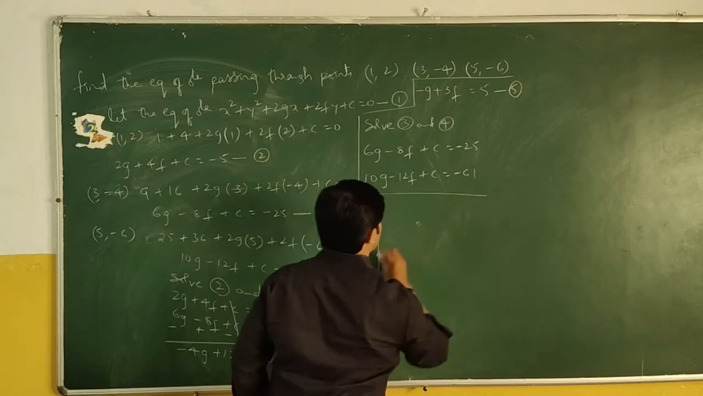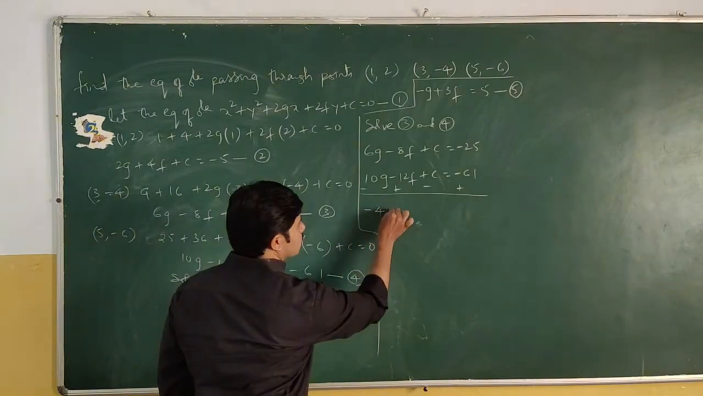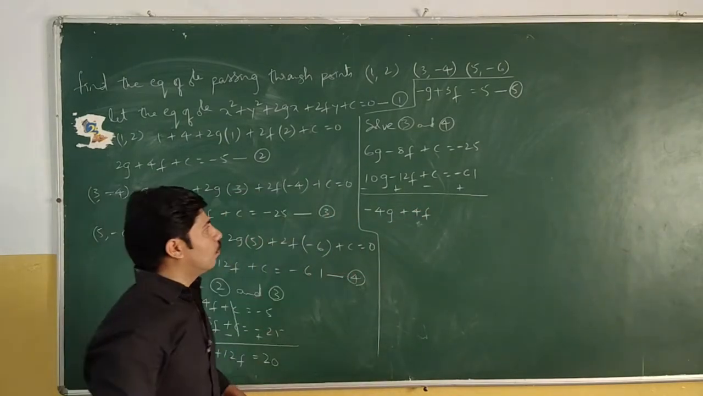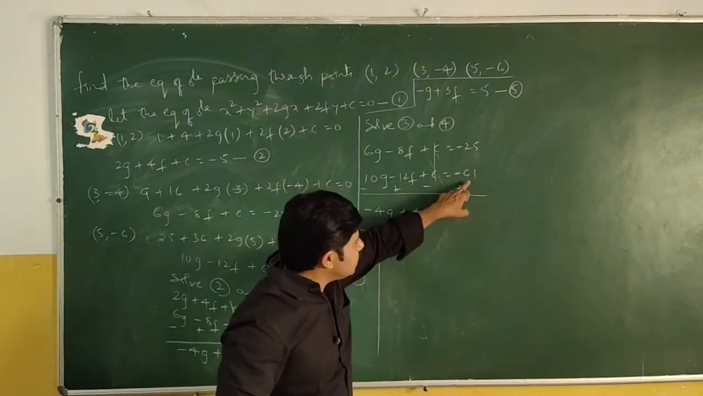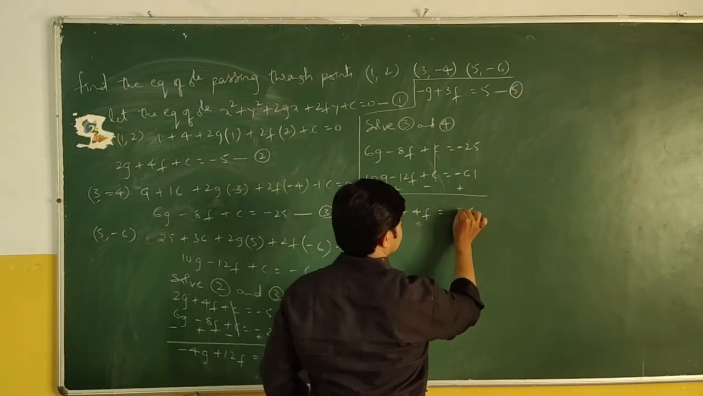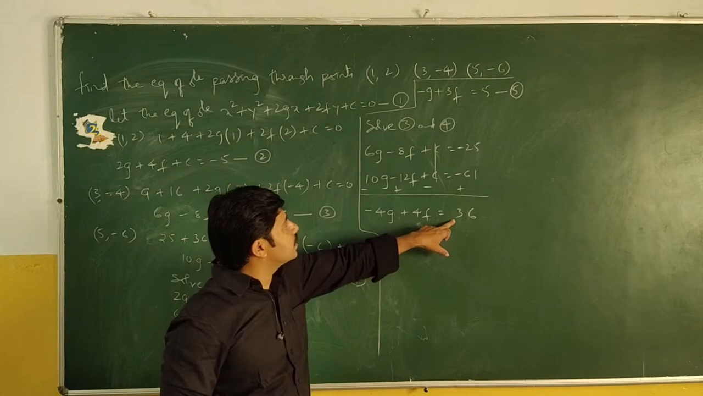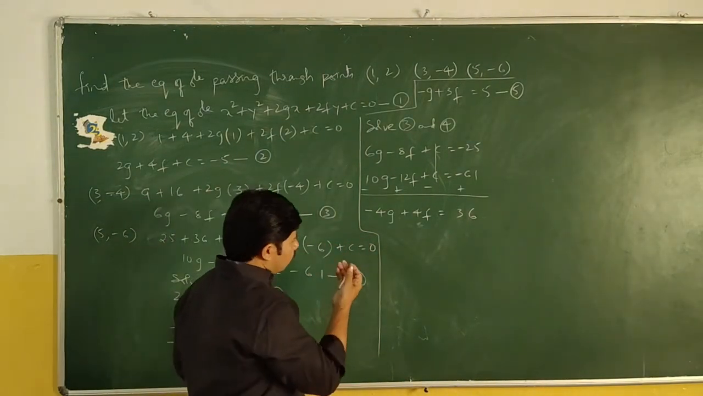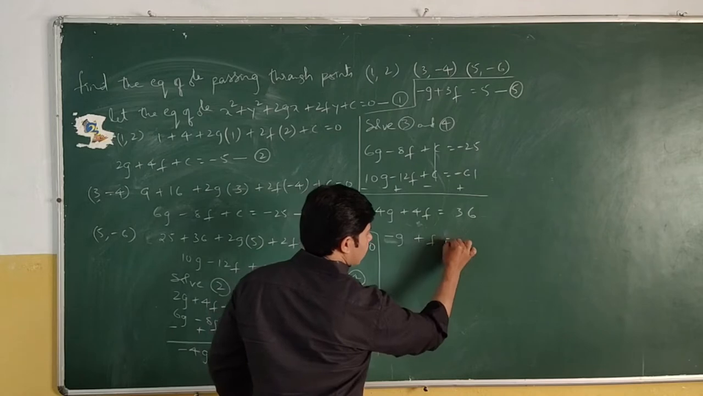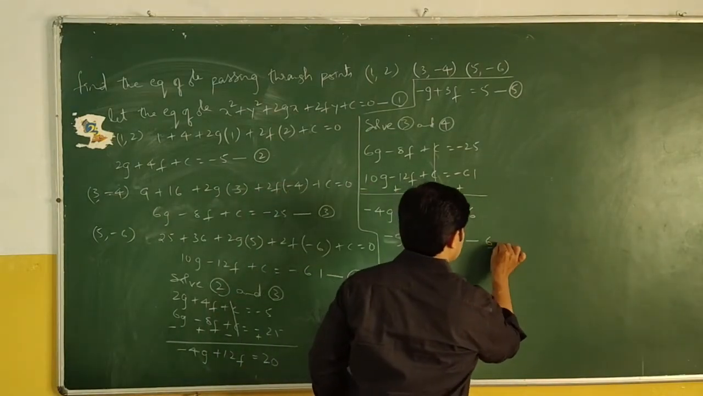If we subtract, minus plus minus, so 6g minus 10g is -4g, plus 12f minus 8f is plus 4f, so -4g + 4f. C we can eliminate, and here 61 minus 25 is 36. So now -4g + 4f = 36. Here also you can take 4 common. So we get -g + f = 9, since 4 nines are 36. This is equation number 6.